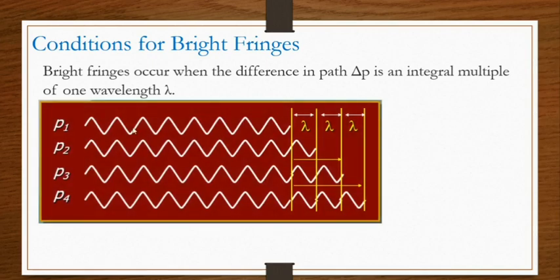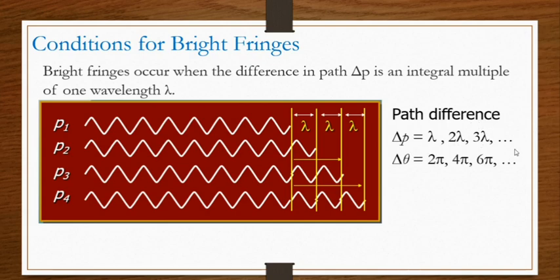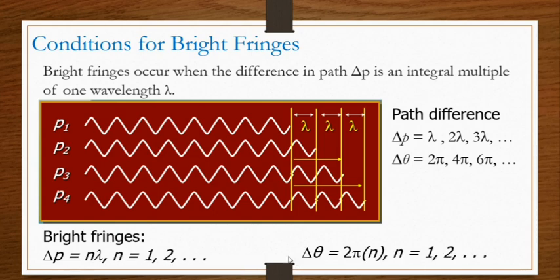Bright fringes occur when the difference in path, delta p, is an integral multiple of one wavelength, lambda. So if this length is p1, that length is p2, the difference between p1 and p2 will be lambda. So the path difference delta p is lambda, twice lambda, 3 times lambda, and so on. If we want to state in angle, delta theta will be 2 pi, 4 pi, 6 pi, and so on. So for bright fringes, delta p is equal to n lambda, where n is 1, 2, 3, and so on. Or delta theta is equal to 2 pi times n, where n is 1, 2, 3, and so on.